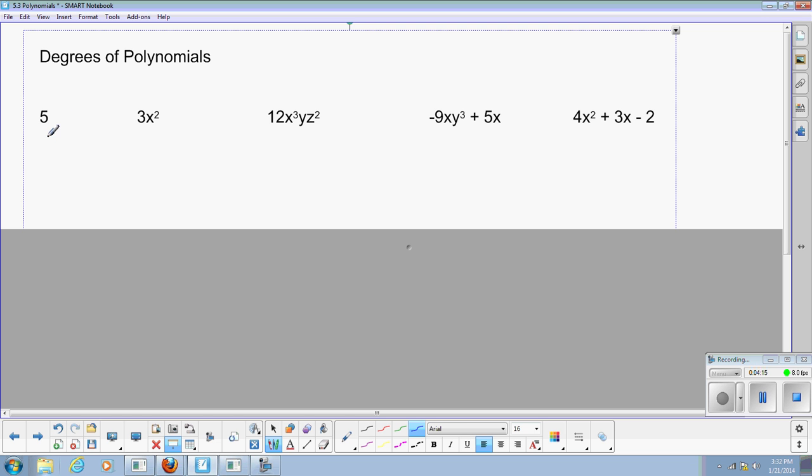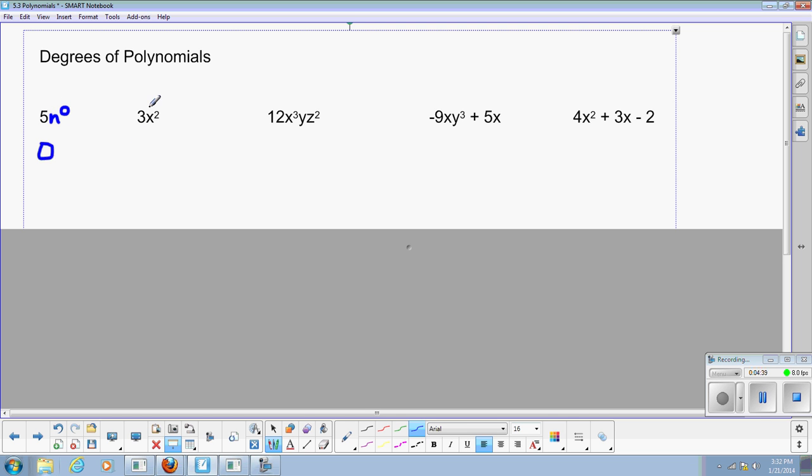So I would say the degree of this is 0. The reason for that is if I want to keep the value to be 5, I could say 5 times n to the 0 power. Anything to the 0 power equals 1, and 5 times 1 is 5. So I would say the degree on this is 0. I don't have to write n to the 0 power there. So anytime you have a plain number, the degree is 0.